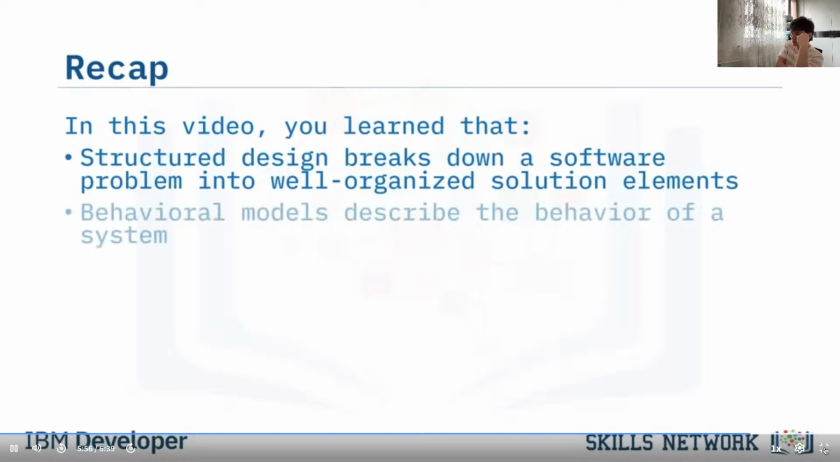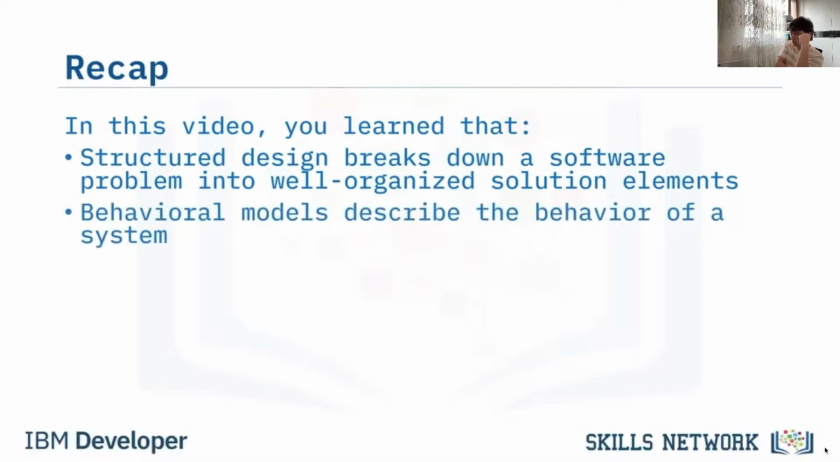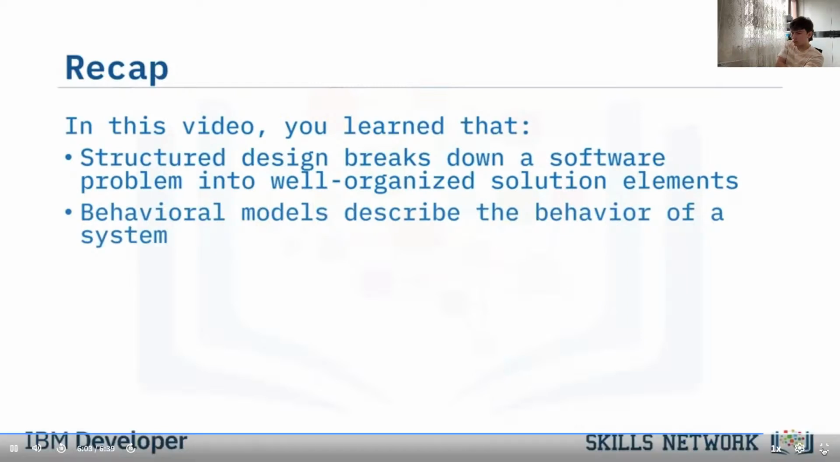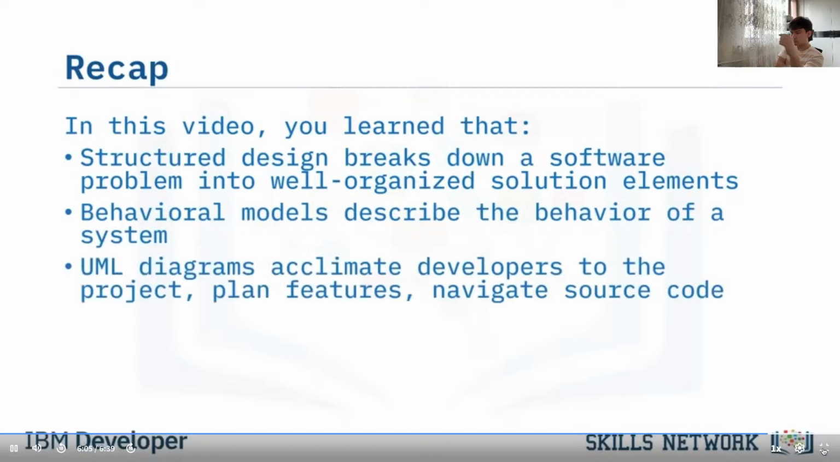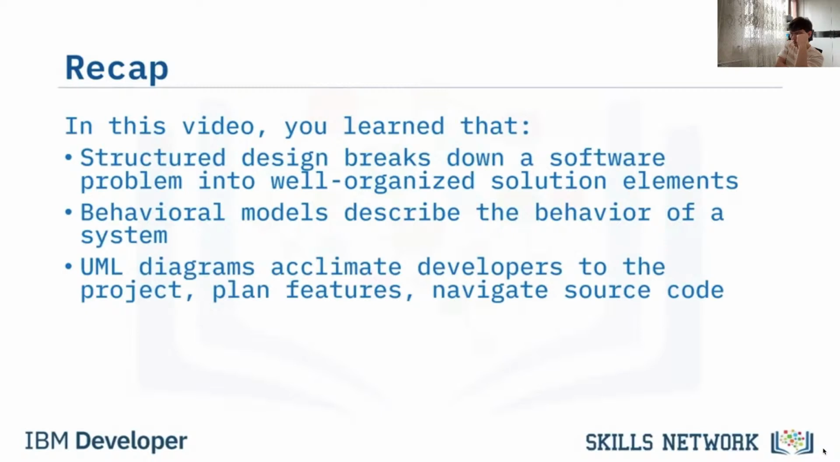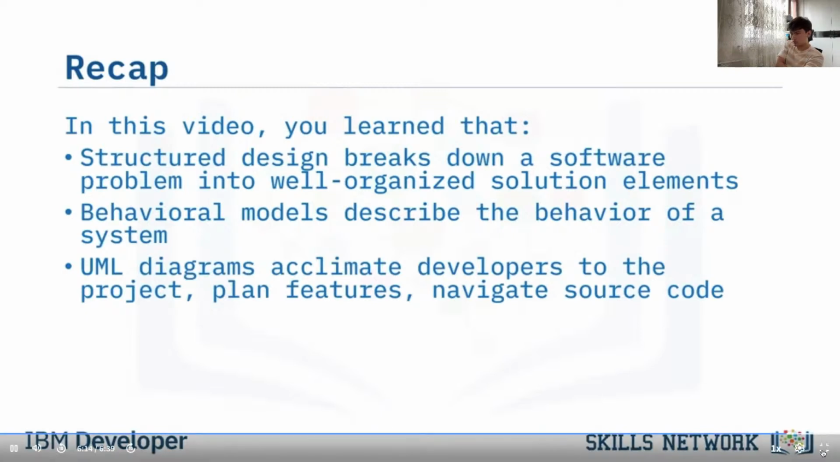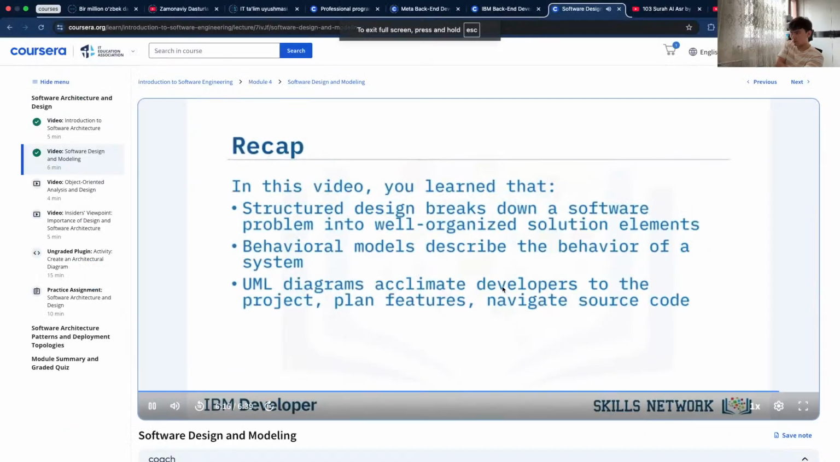elements. Behavioral models describe the behavior of the system without explaining how the system implements the behavior. Developing UML diagrams saves time and money by helping developers quickly get up to speed on a project, plan features in advance of coding, and help developers navigate source code easily.